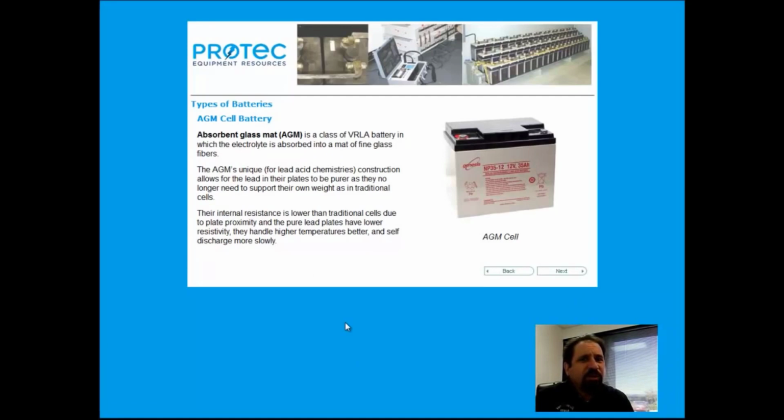The absorbent glass mat, or AGM, is a class of valve-regulated lead-acid battery in which the electrolyte is absorbed into a mat of fine glass fibers. The AGM's unique construction allows for the lead in their plates to be much purer, as they no longer need to support their own weight as in a traditional cell. Their internal resistance is lower than traditional cells due to plate proximity, and the purer lead plates have a lower resistivity. They handle higher temperatures better and self-discharge more slowly.